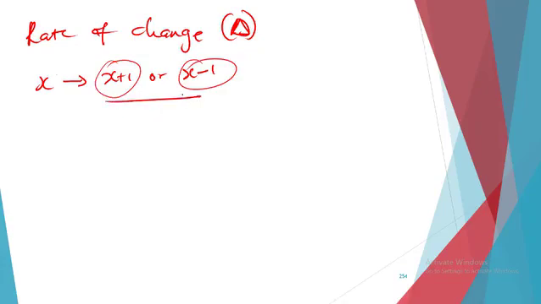Now, these two changes of the variable x is denoted by dx. Or you can just call it dx. This is called what? Change in x. So if x increases or decreases, we denote it by this.